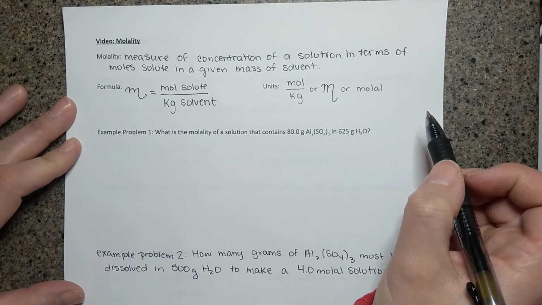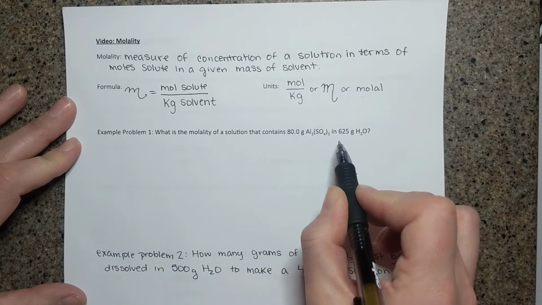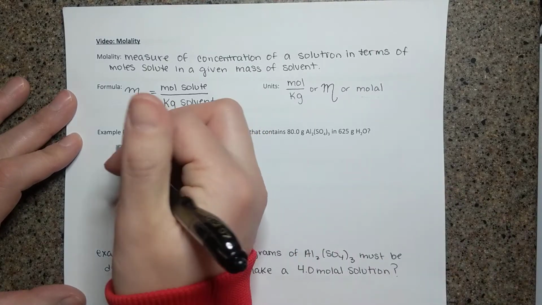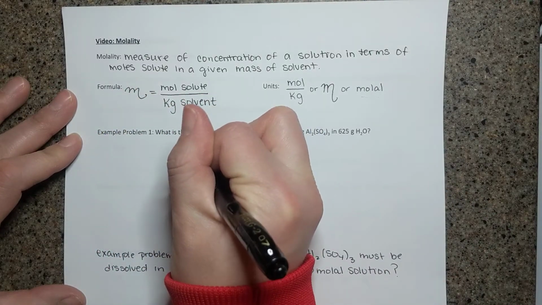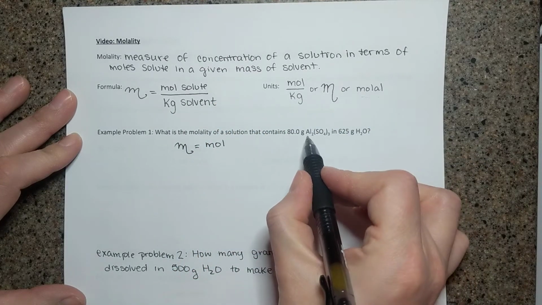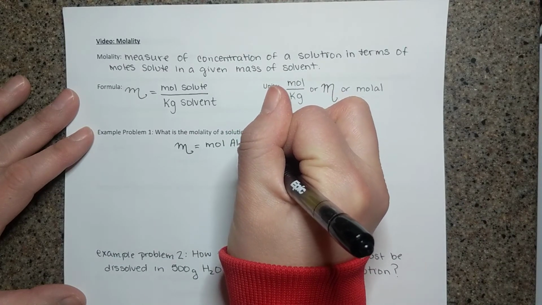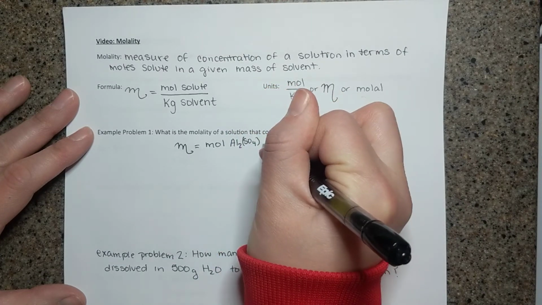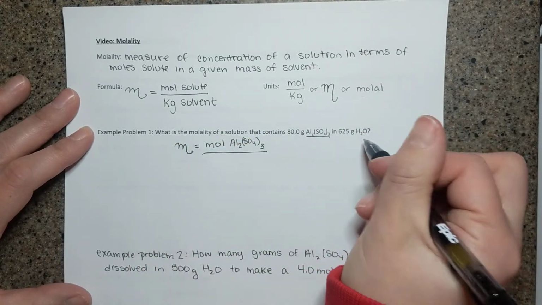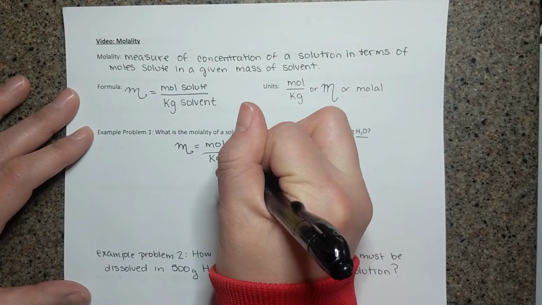What is the molality of a solution that contains 800 grams of aluminum sulfate in 625 grams of water? Well, first, writing my formula, I know that molality is moles of solute. In this case, my solute is my aluminum sulfate, divided by my kilograms of solvent, and in this case, my solvent is water. Most of ours will have the solvent of water.